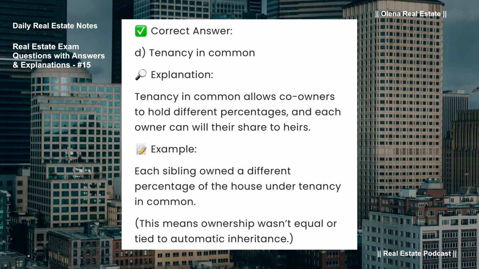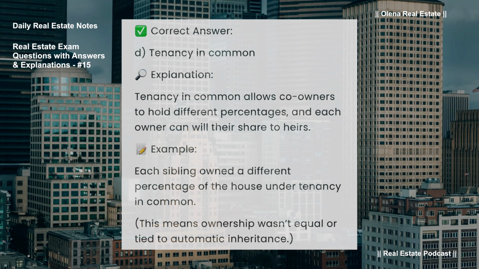Tenancy in common. Tenancy in common allows co-owners to hold different percentages, and each owner can will their share to heirs. For example, each sibling owned a different percentage of the house under tenancy in common. This means ownership wasn't equal or tied to automatic inheritance.